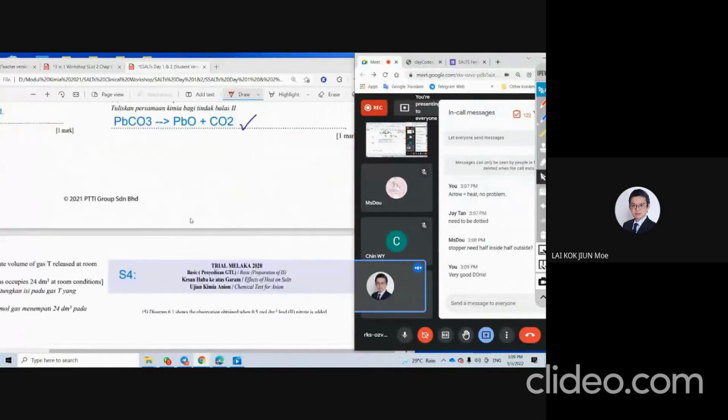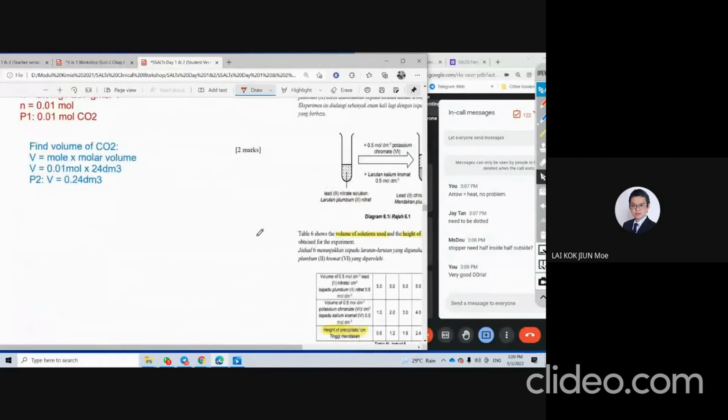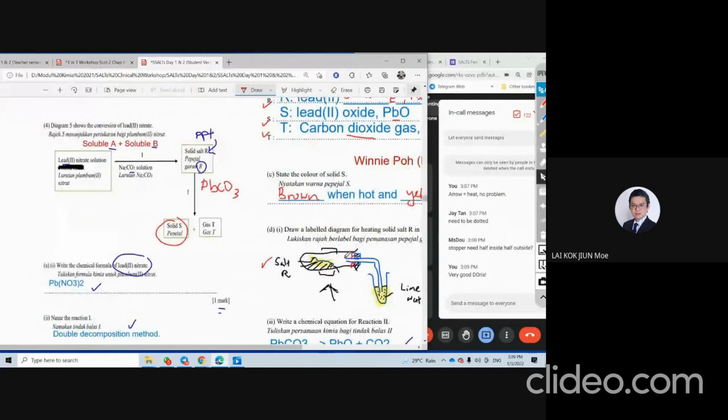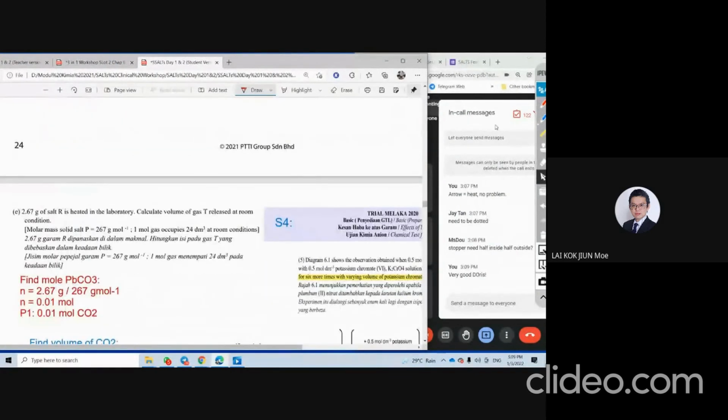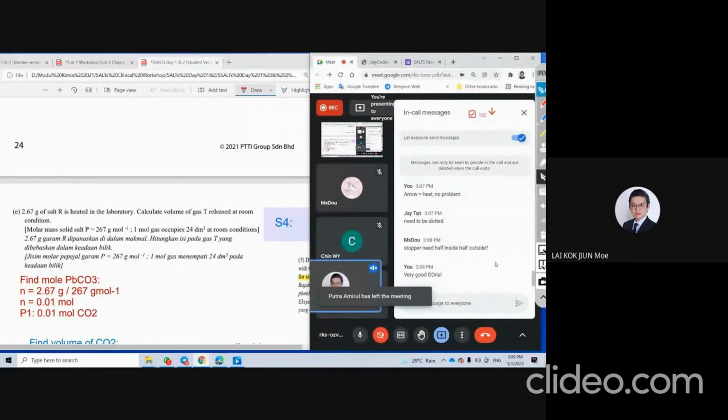Okay. And the calculation, I think no problem for you all. You can calculate very well. So this one, no problem for you all. So actually, the short question, you can score very well. All right. You can score very well, but you have to be very careful. So for all the short questions.